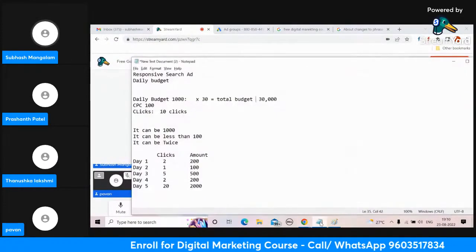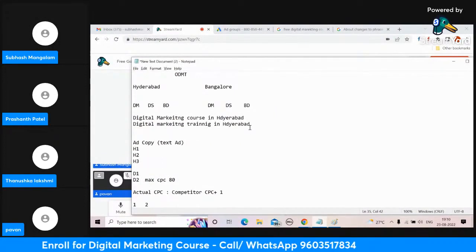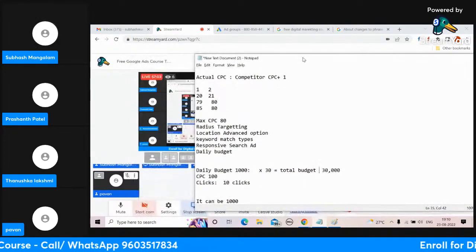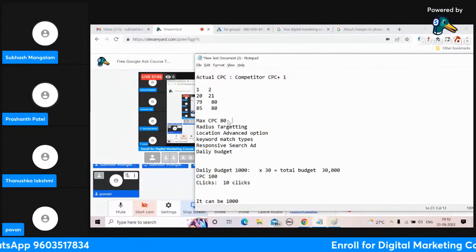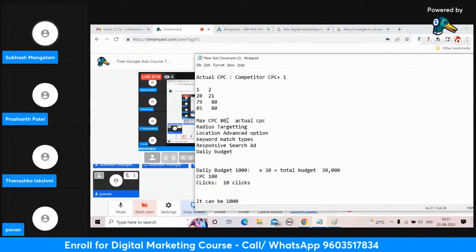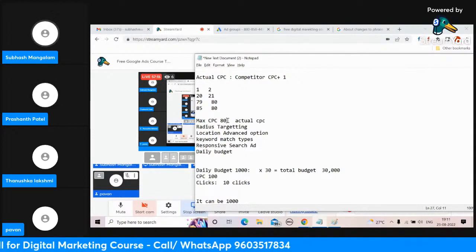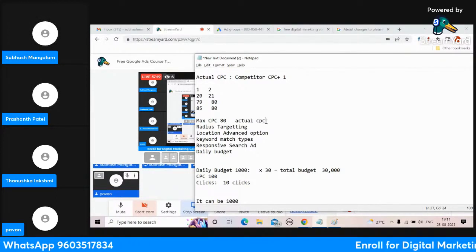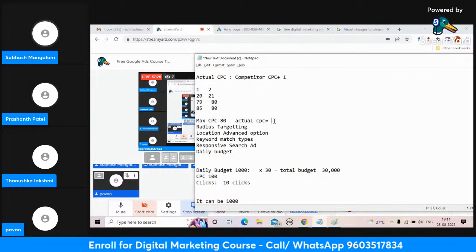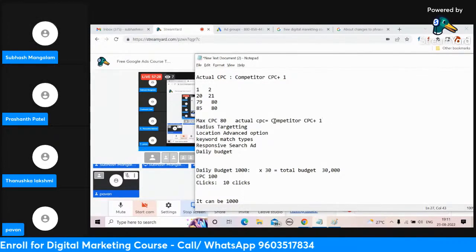But let us recap today's session. What are the new things we learned today? Please answer the question, all of you. If your max CPC is 80, what is the actual CPC? Your max CPC is 80, the maximum you want to pay. For every click, how much amount will be deducted? Competitor's price plus one. Competitor CPC plus $0.01, but for convenience we call it 1.